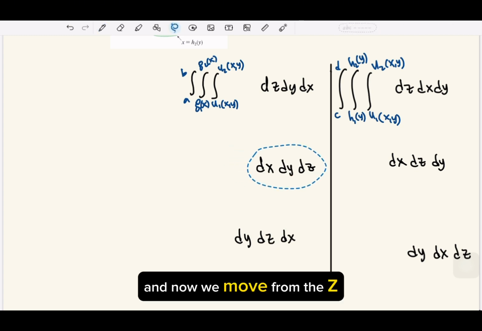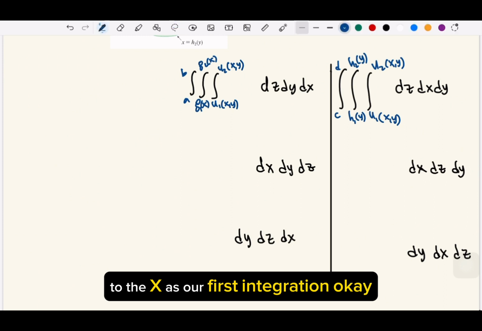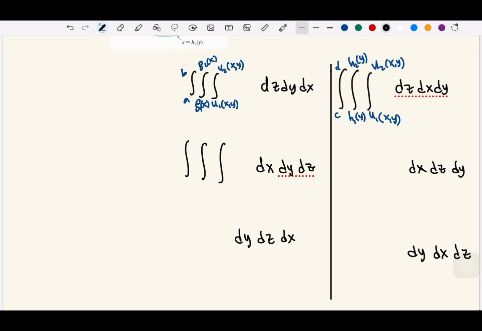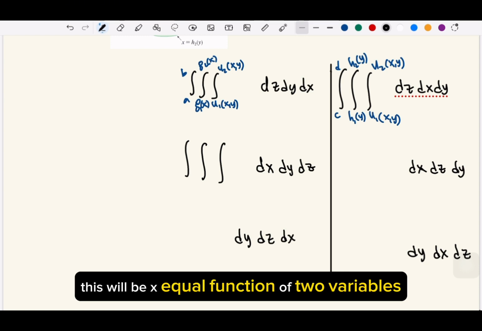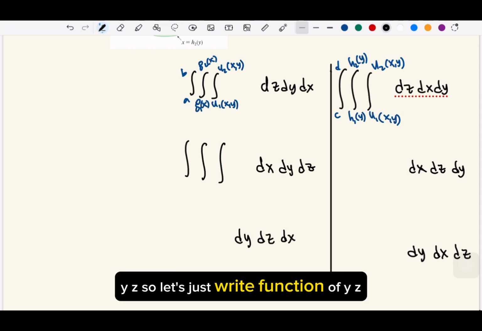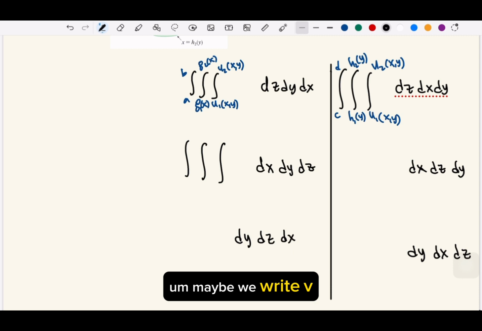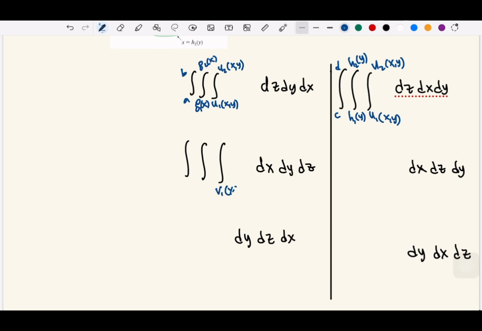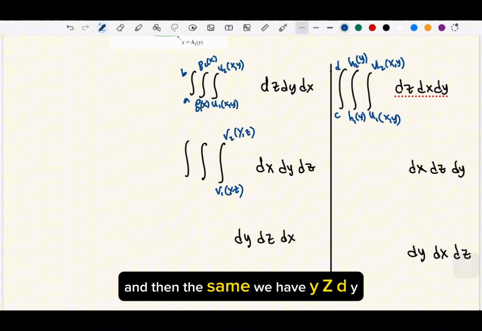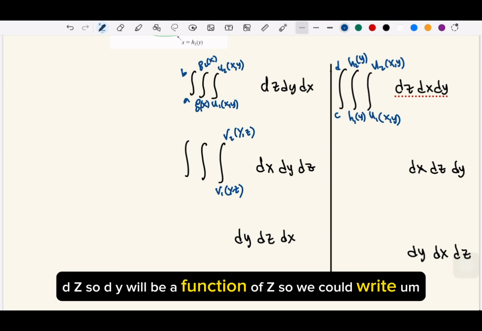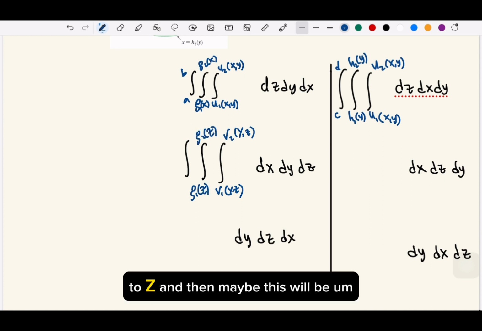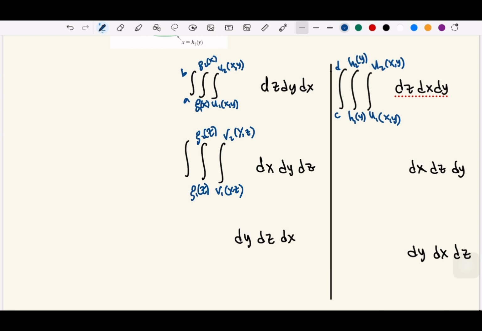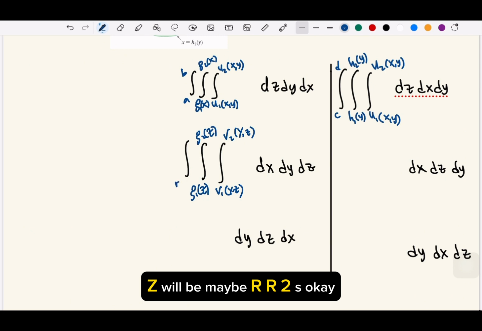And now we move from dz to dx as our first integration. So we write here, this is x. We expect for the triple integral, for this endpoint, x equals a function of two variables. What two variables? y, z. So let's just write a function of yz. Maybe we write v, so let's say v1 yz, v2 yz. Then dy will be a function of z, so we could write g1 z, and then this is g2 z. And then z will be maybe r to s.